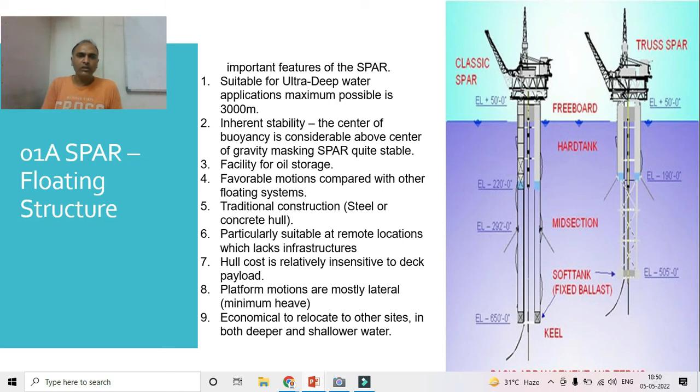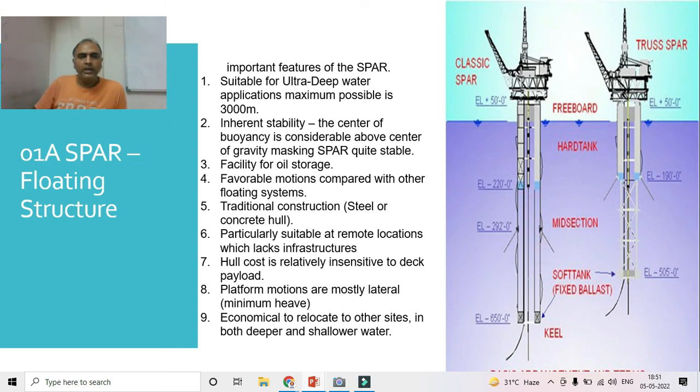Favorable motions compared with other floating systems. If there is a boat, the boat can swivel and rotate, but here it cannot rotate. Even if it rotated, it would still be stable, but it will never rotate, okay. It cannot move forward, backward, left, or right. But if there is a boat-like structure, then it may become unstable. Because of this peculiar cylindrical shape, more or less it is stable.